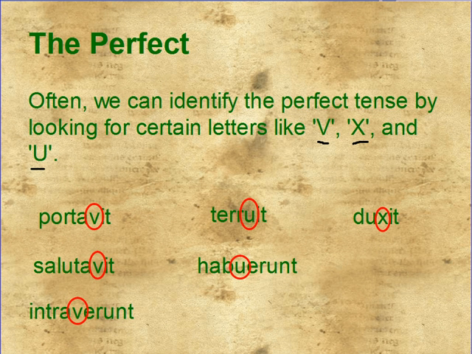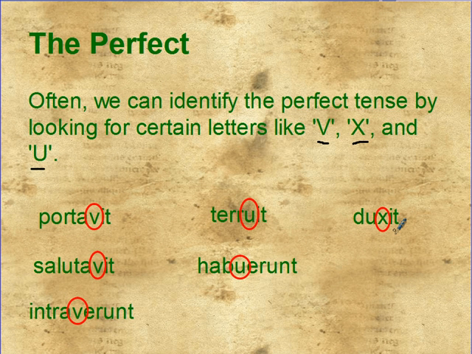Verbs with an A, like portare, salutare, intrare, will always have a V. Verbs which in the present tense have an E, like teret, habet, will always have a U. And many of the third conjugation verbs use an X, like ducit, to lead, becomes duxit, he led. However, we can't always rely on these for the perfect tense.